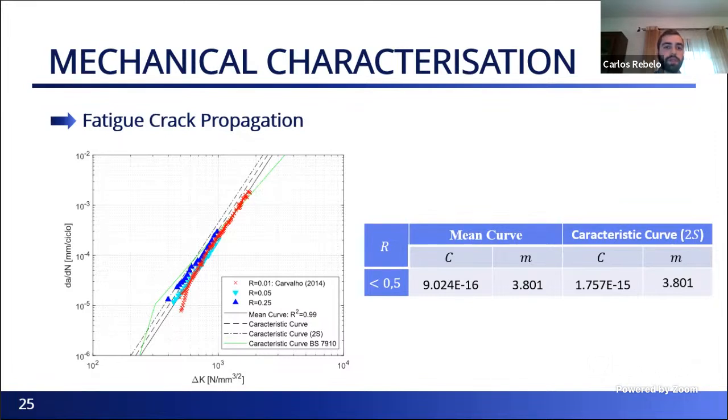However, there were points below the determined characteristic curve. The BS standard states that the characteristic curve for propagation should be calculated taking into account twice the standard deviation. With this method, there was a significant reduction in points below the characteristic curve. The table summarizes the data obtained.